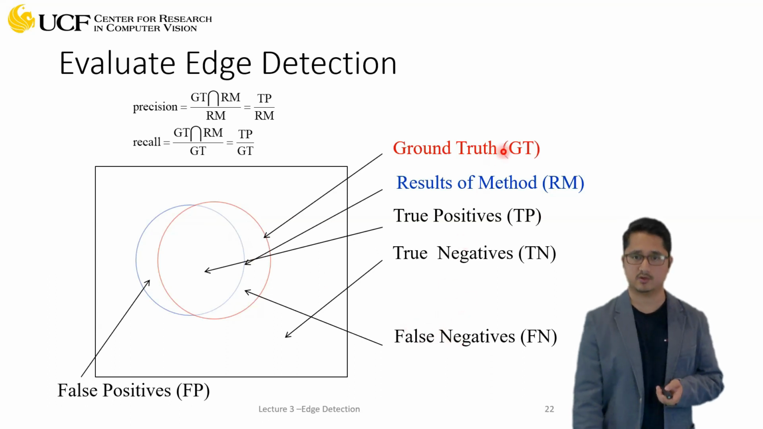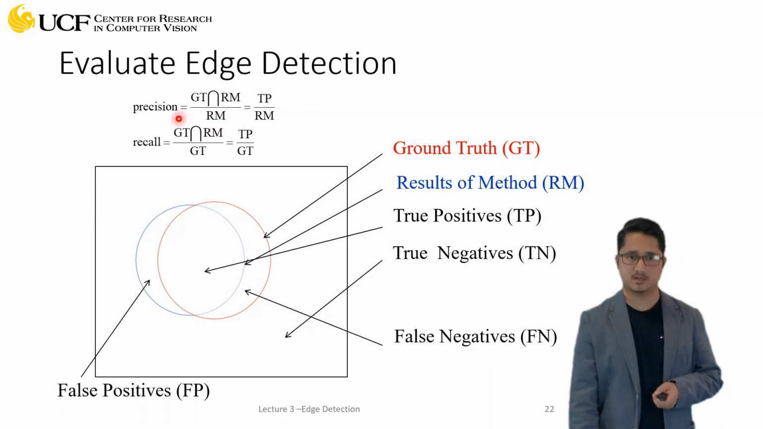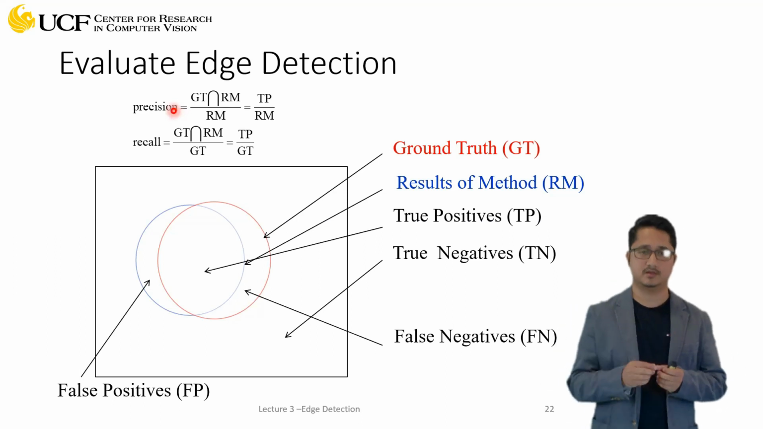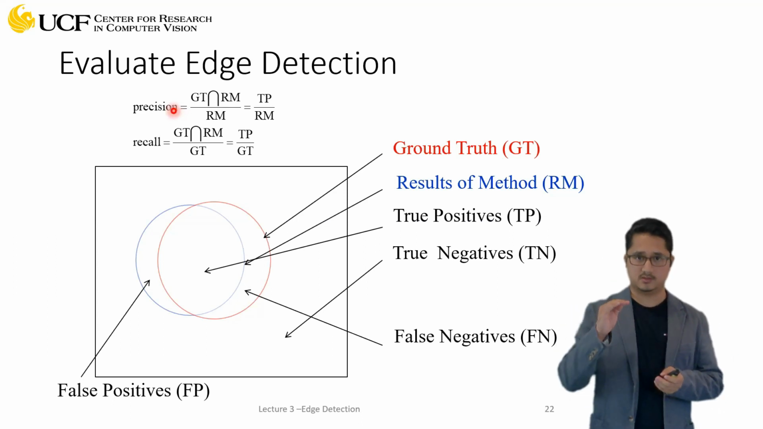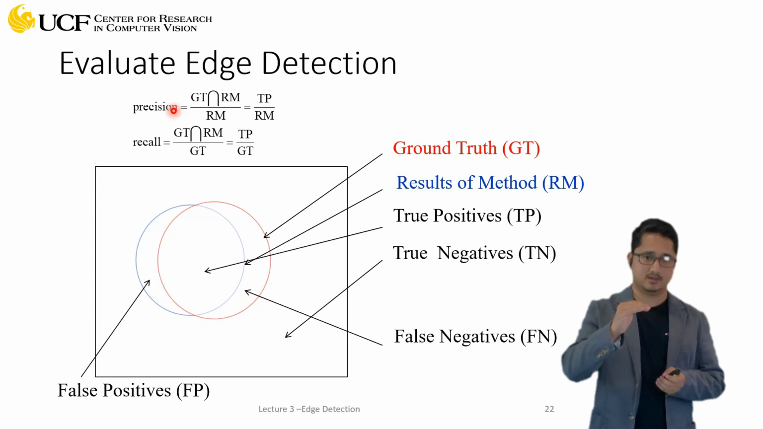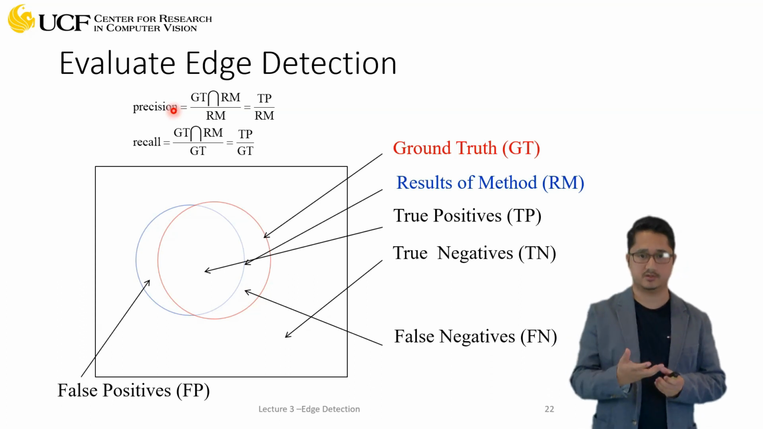Once you understand all these terms, you can easily compute precision and recall. And these are the formulas. I will just give you the intuition. We'll not go over the equations. You might already know this. So precision is how correct your method is. If your method is saying something is an edge, is that correct or not? That tells you about precision.